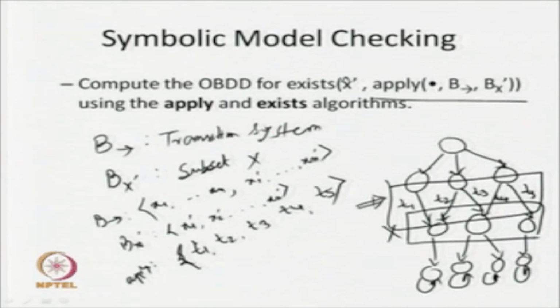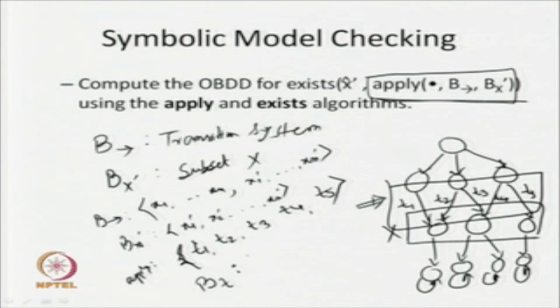Now, whatever result we are getting over here, we are getting all the transitions coming into this particular subset X. Okay. Now, in this particular BDD, whatever resultant BDD we are getting, say this is your BDD, it has only the transitions that we are interested in.